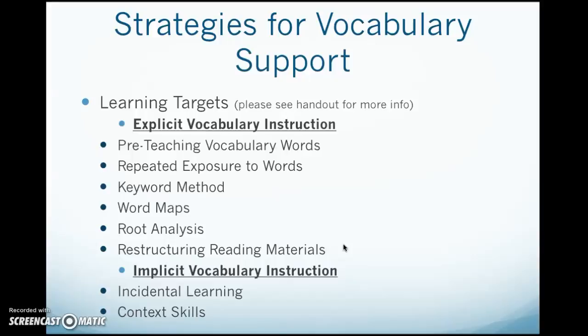I'm going to show you something called vocabulary learning targets in just a moment. Explicit vocabulary instruction would be pre-teaching the vocabulary words, repeating exposure to the words, the keyword method, word maps, and root analysis. Especially for ELL students or struggling readers, you can restructure the reading materials to make it a little easier for them to get through the material. That gives them a feeling of success, which makes them more interested in reading, because if children feel successful at something, they're more likely to do it.